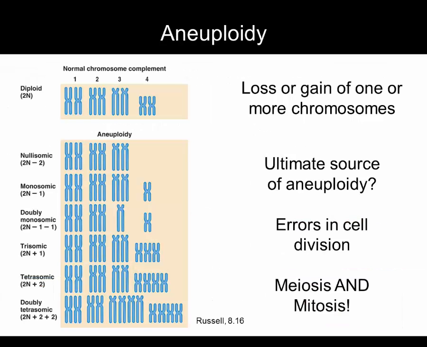Since we're discussing chromosomal abnormalities, we should revisit aneuploidy, the loss or gain of one or more chromosomes. This figure shows various types of aneuploidy, but the most common are monosomy, or the loss of a single chromosome, and trisomy, having one extra copy of a chromosome. Recall that aneuploidy is caused by non-disjunction errors during cell division. We mostly talked about this in meiosis, but non-disjunction can also occur in mitosis, leading to aneuploidy in somatic cells.